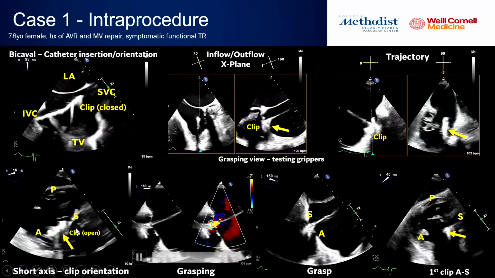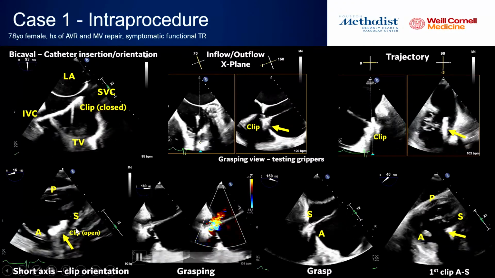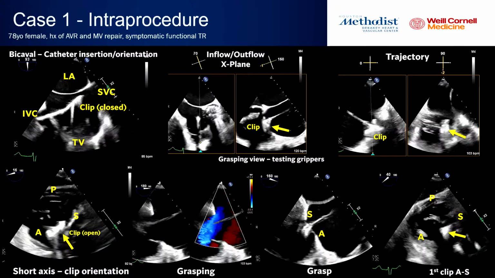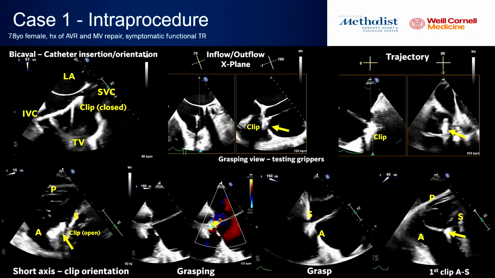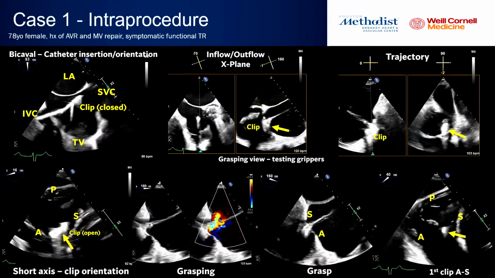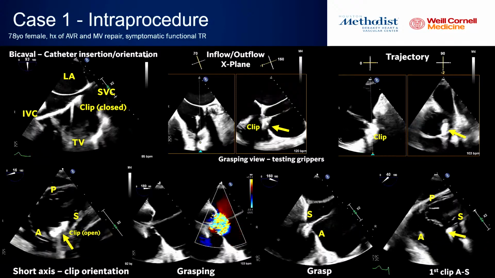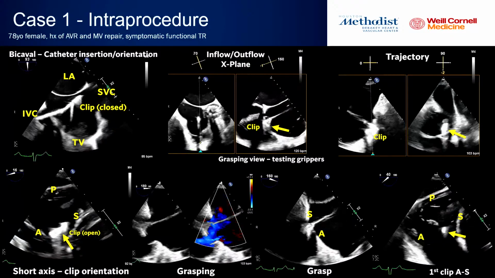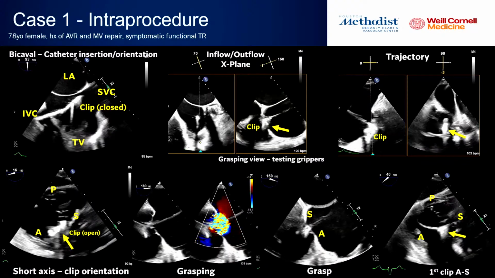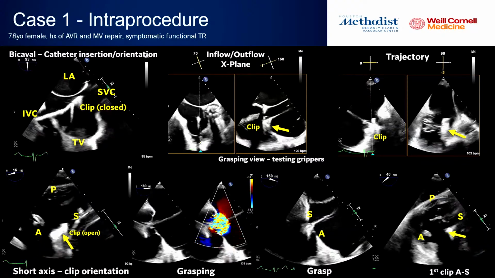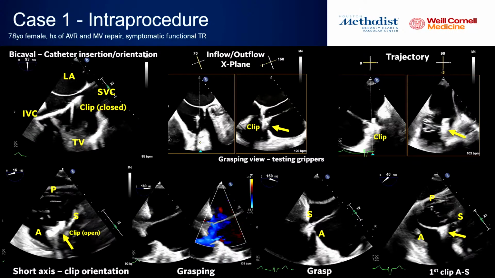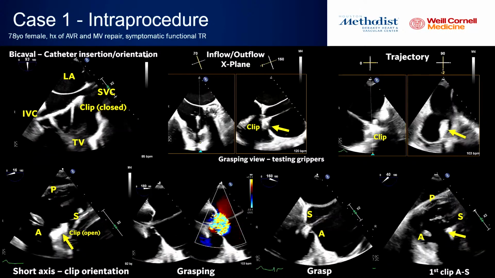So we try to go first anteroseptal, because that's the highest rate of success, and we can always go more posterior as we go. And we try to go as close to the commissure as possible. So here we are orienting the clip. We can always clock, counterclock, and this is a lot of back and forth discussions with our interventionalists.